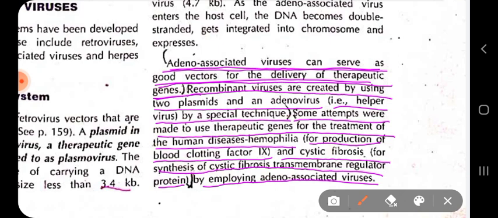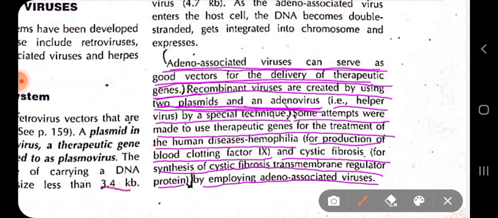Here blood clotting factor 9 is responsible for causing hemophilia. Due to the malfunctioning or non-functioning of clotting factor 9, it leads to hemophilia. And for this we can go for adeno associated virus vector system for curing this type of genetic disease. Okay. And in a special technique, as has been mentioned, using two plasmids and an adeno associated virus can be employed for this approach.